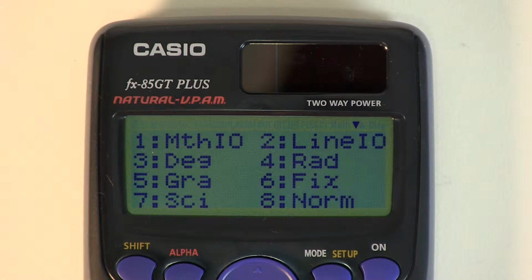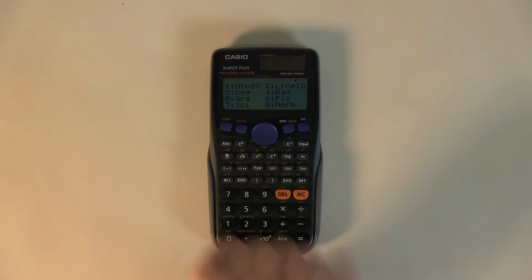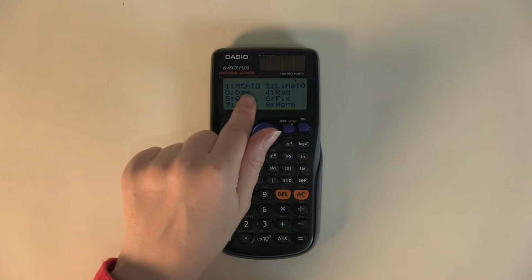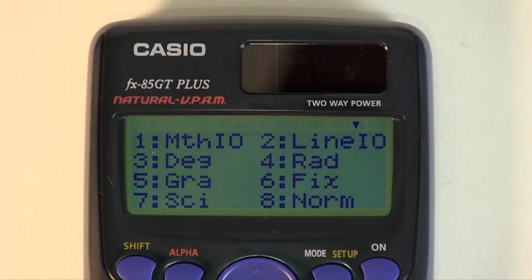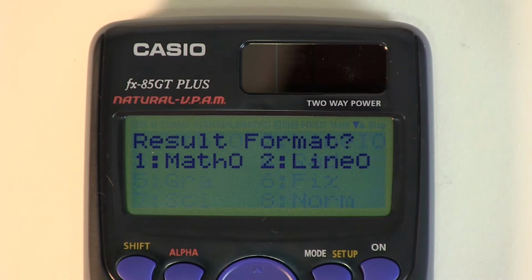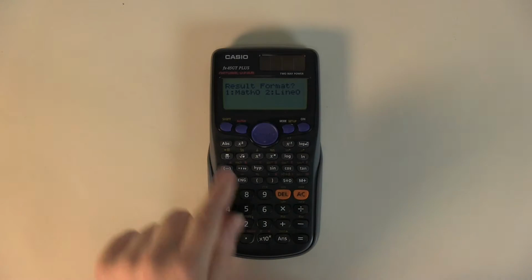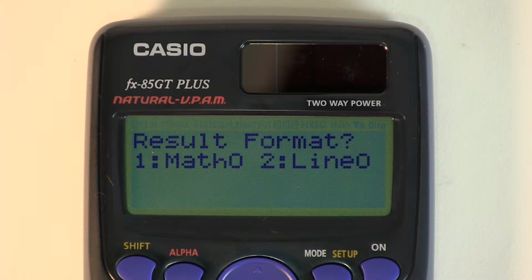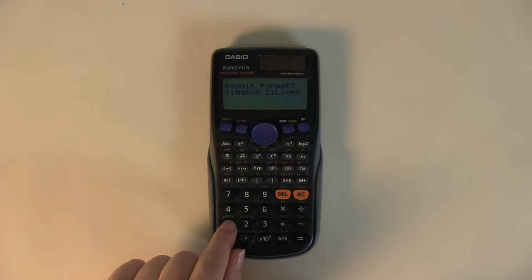So what we've got here, quite a few different setup modes. Well, the first one, MthIO, is the mathematical input output. So every time you want to carry out mathematical calculation, press this one. And then what you want is math 0, line 0. Let's see what's the difference between them.